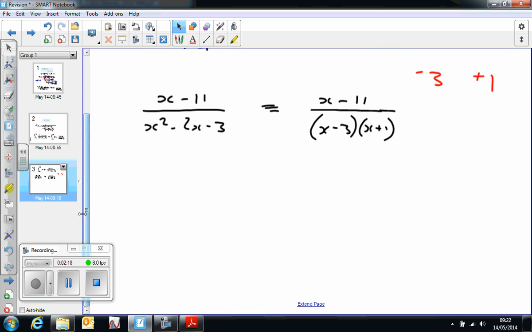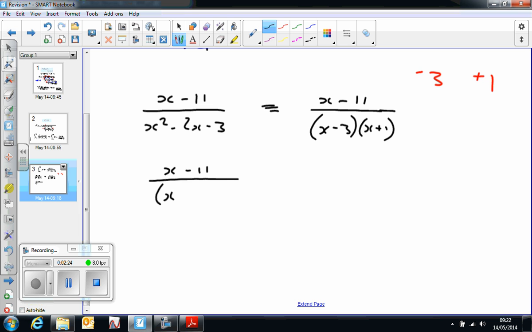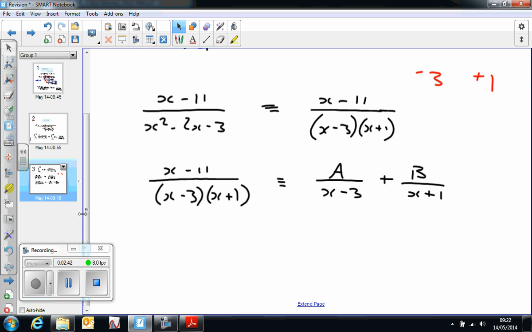And we do that because I can then say x minus 11 over x minus 3, x plus 1, now it's been factorised, can be written as some number over x minus 3 plus some number over x plus 1. And we're into partial fractions, aren't we? You're bound to get a question like this in the exam on partial fractions. It can be a bit long-winded, I admit, but the beauty of it is it's a technique that you can learn and revise, and you just go through that technique.